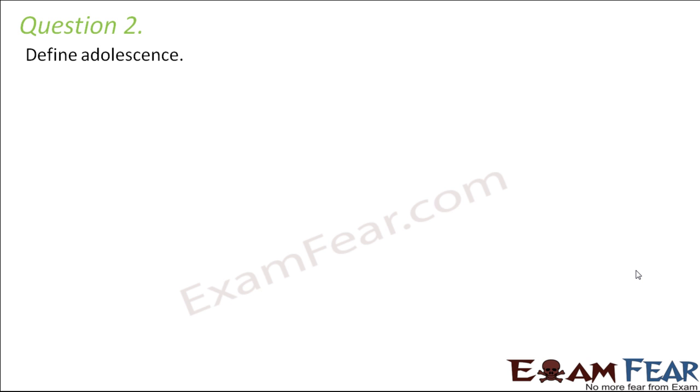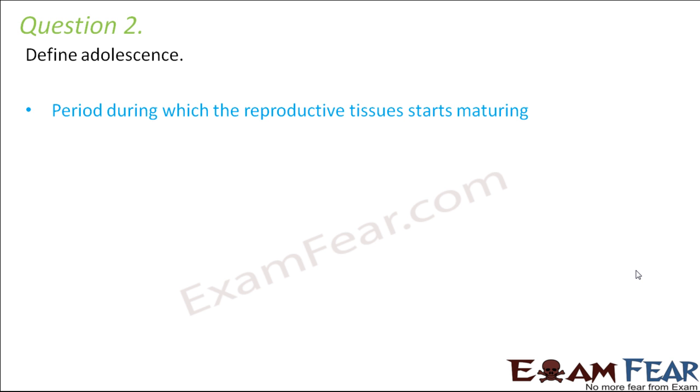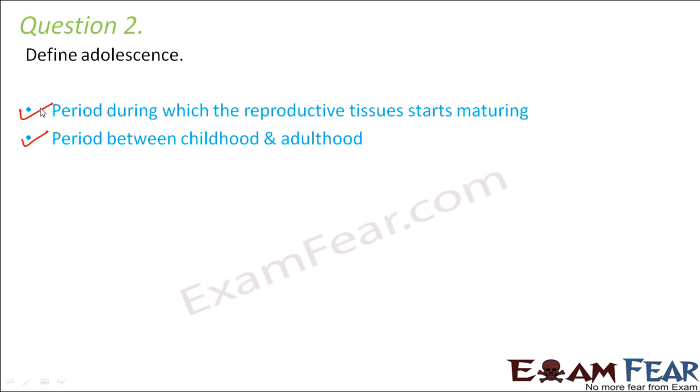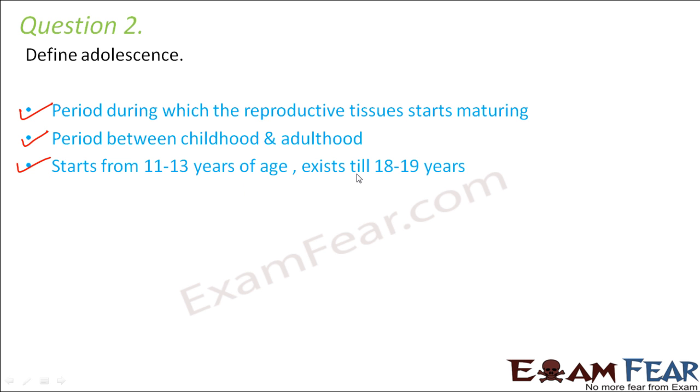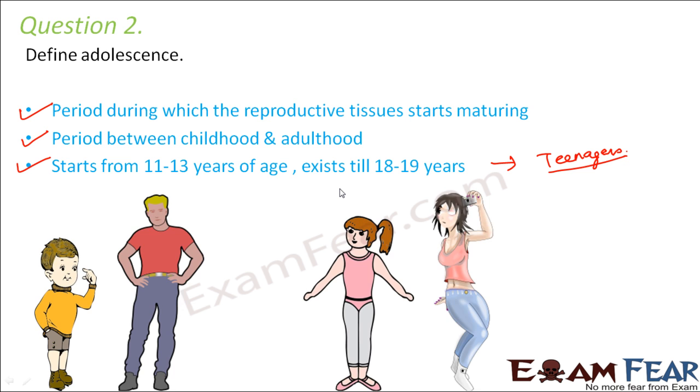Question number 2. Define adolescence. It is the period during which reproductive tissues start maturing. In fact, it is the period between childhood and adulthood. Here the capability to reproduce just begins. It starts from 11 to 13 years and exists till 18 to 19 years, and during this period the adolescents are also called teenagers because they are in their teens of age.